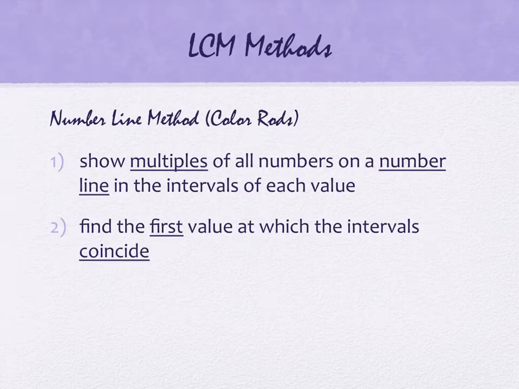And in fact, that's our first method, a list. So this is the number line method, or colored rods. So it has 2 names. I'll explain why in a second. Sorry, the second method was the one I was just about to describe to you. The number line method shows multiples of all numbers on a number line in the intervals of each value. And the first value at which the intervals coincide is the least common multiple.